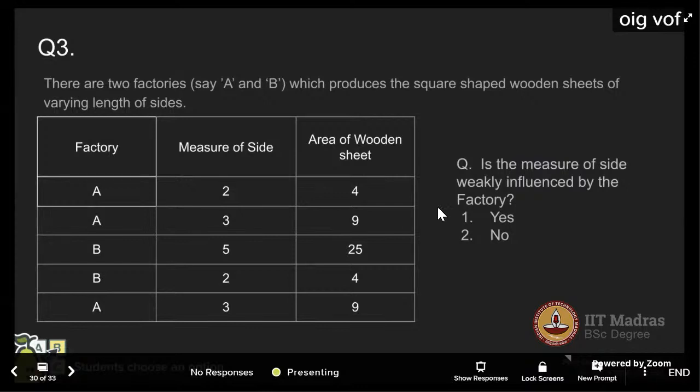Yeah, this is the question: is the measure of side weakly influenced by the factory? You have to answer yes or no. Just to confirm, the standard deviation you are using in biserial correlation is the population standard deviation of the numerical variable? Yes, because you are finding the association between two variables, one categorical and one numerical. The population standard deviation of the numerical variable is used in the formula.